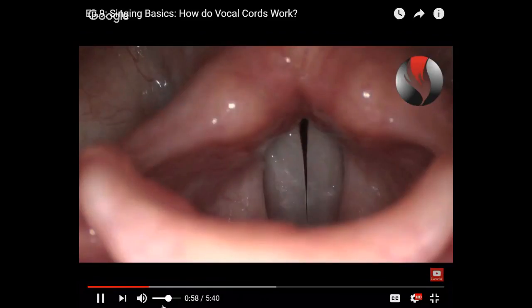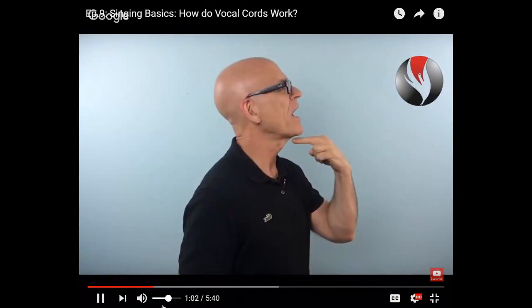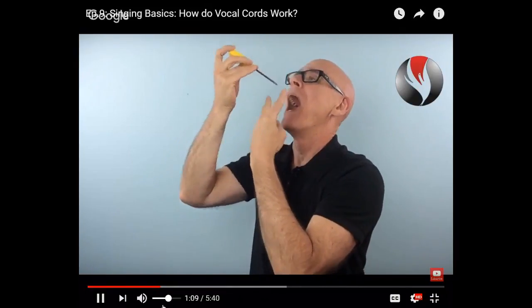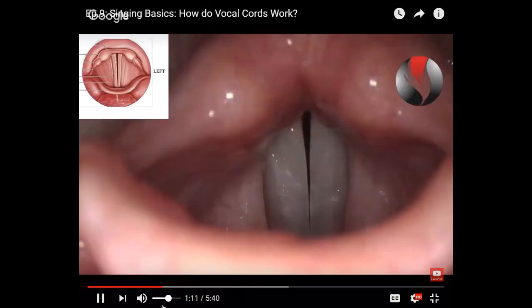This can be confusing because the vocal cords are horizontal in the throat, like this. They are not vertical, like this. When the scope sees the cords and projects it on a monitor, they look like they're vertical, or up and down.